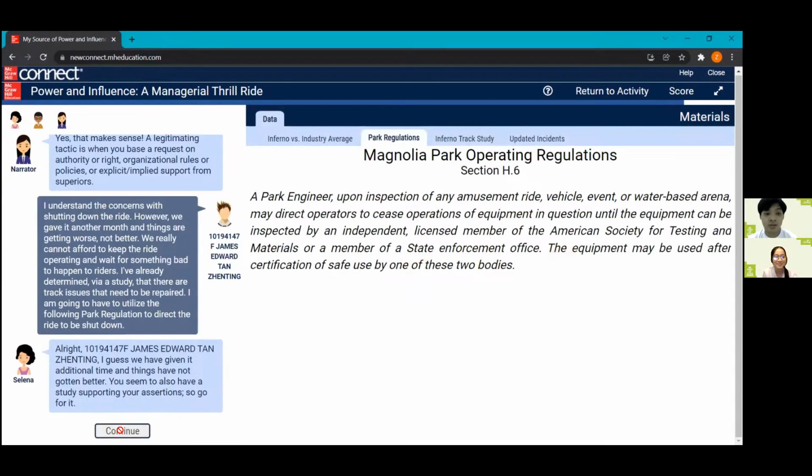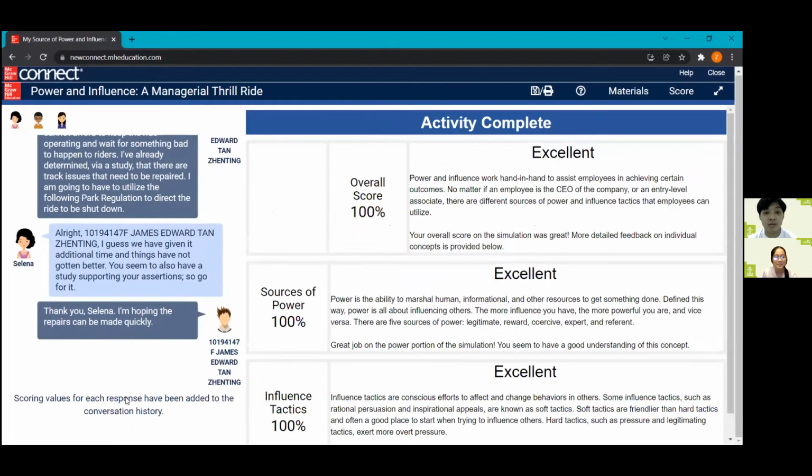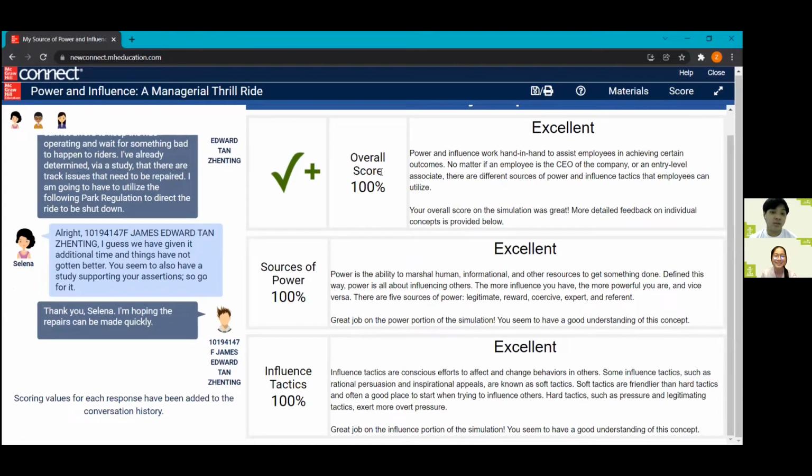So you can see it goes on, there's more context that comes in. And at the end, they'll give us our overall score. So you see that I have 100% as my overall score. It also gives us a score on whether we applied our source of power or our influence tactics effectively. As I've done so, it gave me 100% for both of them. So next we'll move on to our next activity.